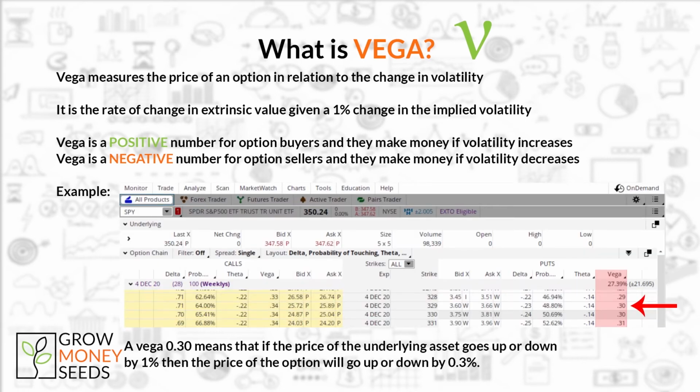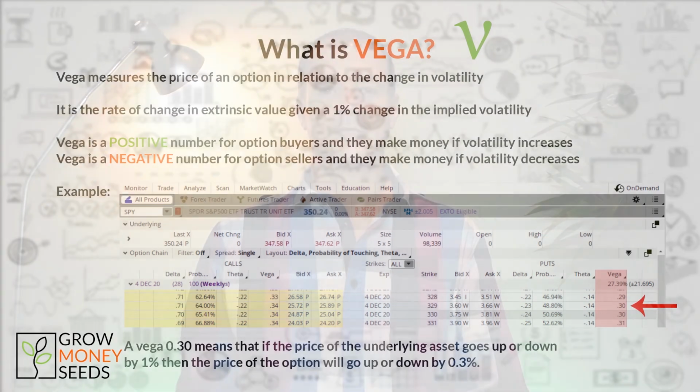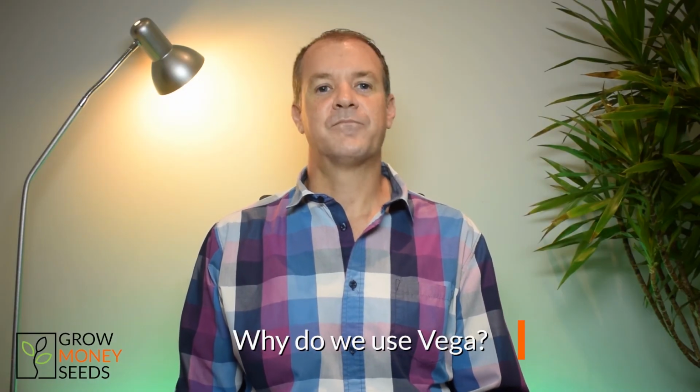For example, if we look at an options chain and Vega is 0.3, it is saying that if the price of the underlying asset goes up or down by 1%, then the price of the option will go up or down by 0.3%. Why do we use Vega?